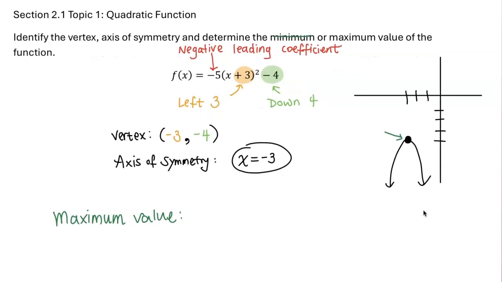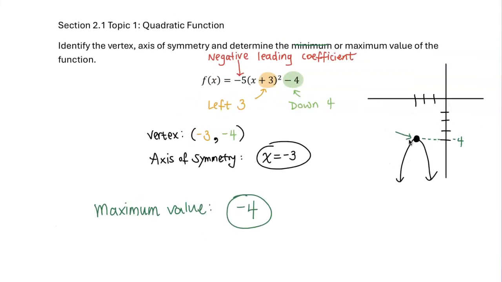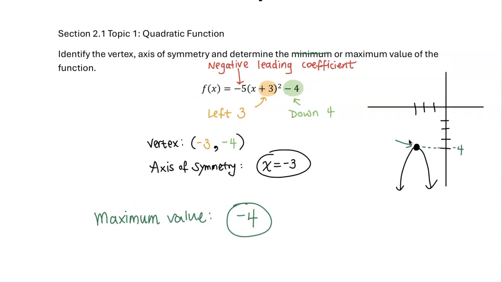So it does happen at x value of -3, but how high is this point? What's the y-coordinate of that vertex? And that is -4, right? So the maximum value is going to be -4. So if the graph opens upward, we would call that point the minimum value. But because this graph is opening downward, that makes the vertex the maximum point.